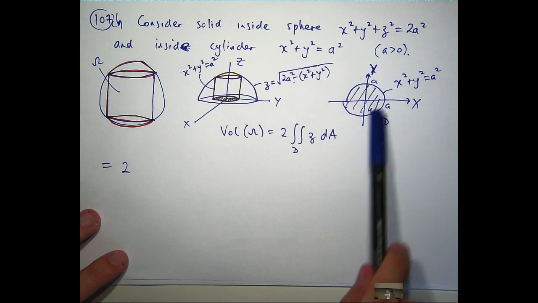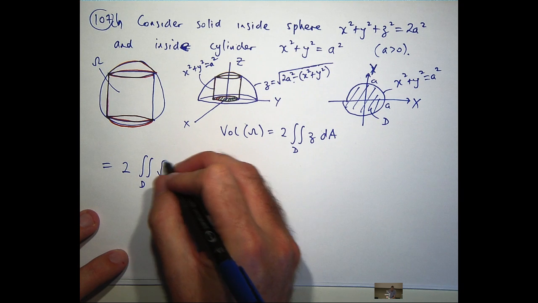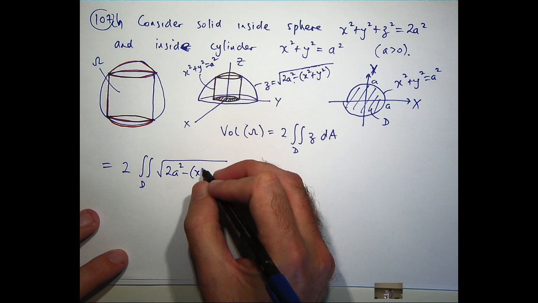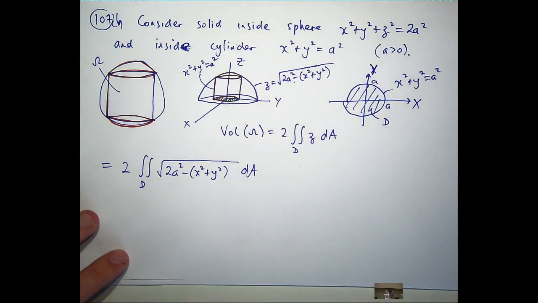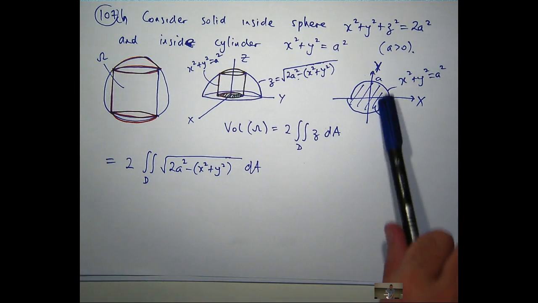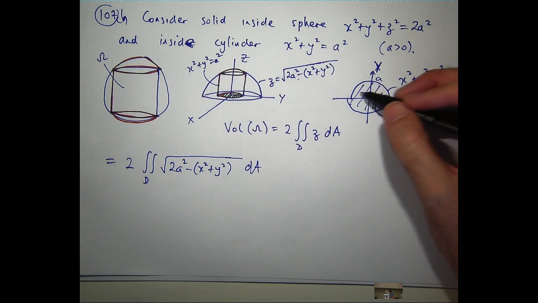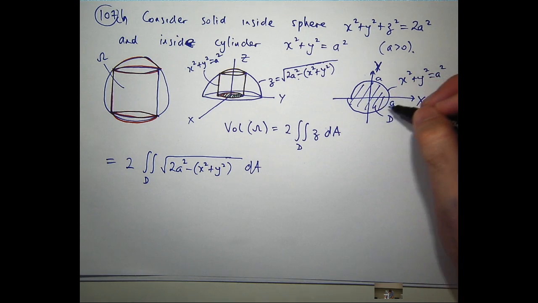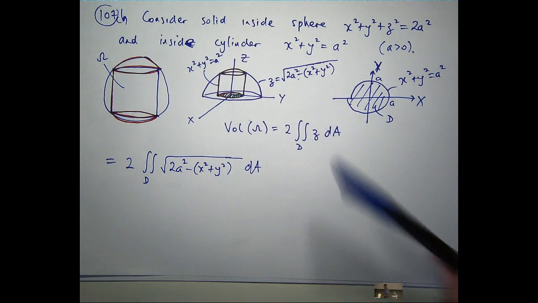And the question is, how can I describe my region of integration D? It looks a bit nasty. Any ideas? How can I describe that region D? Well, I could get the curve for this. This is y equals the positive square root and negative square root of a squared minus x squared. But that's not going to be very nice. So what I suggest is that we switch to polar coordinates.